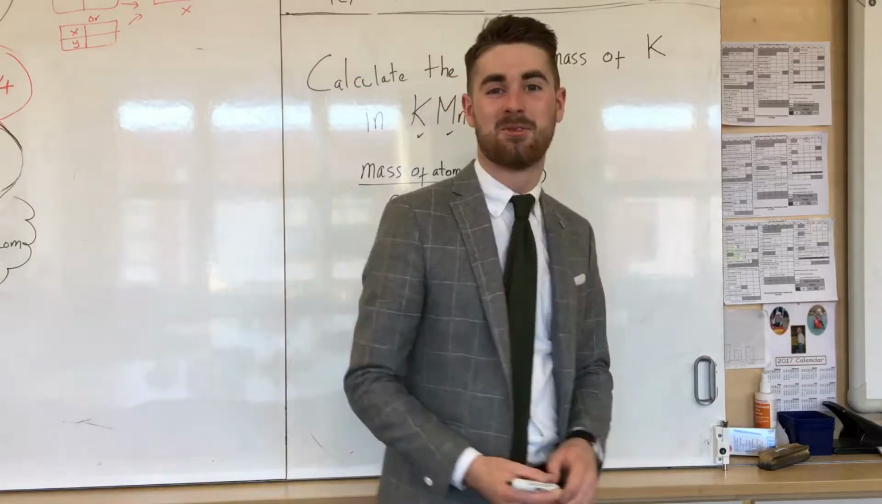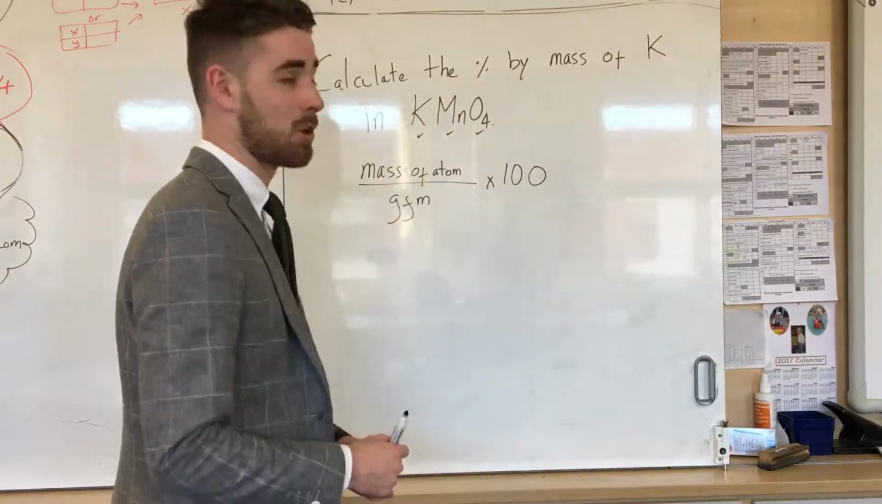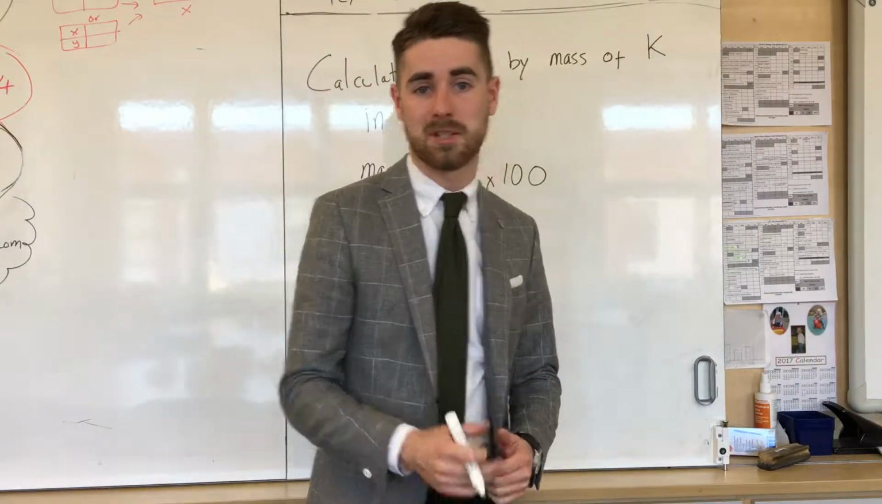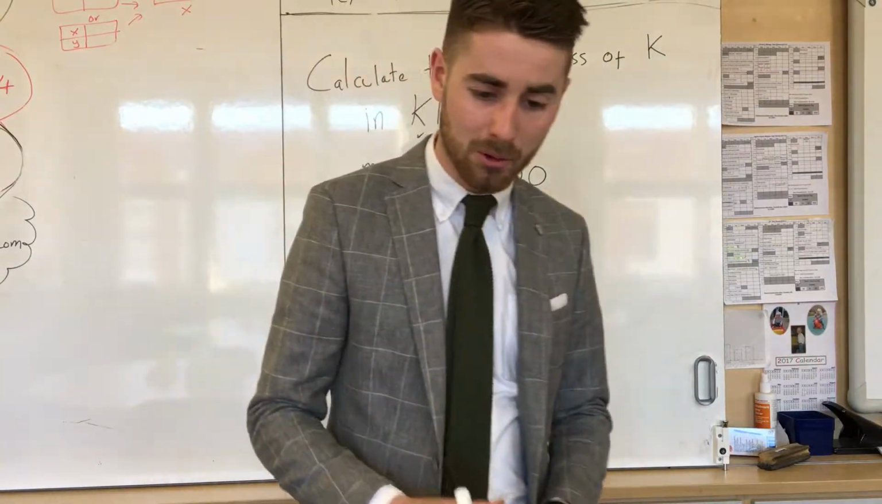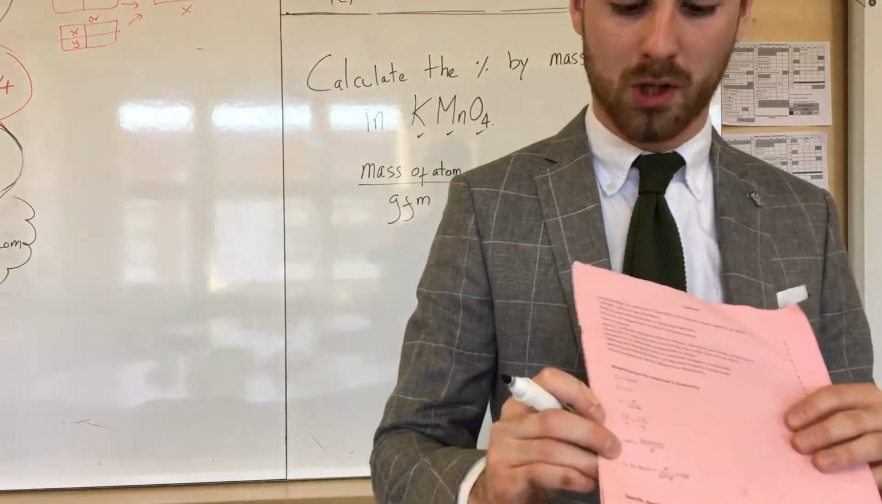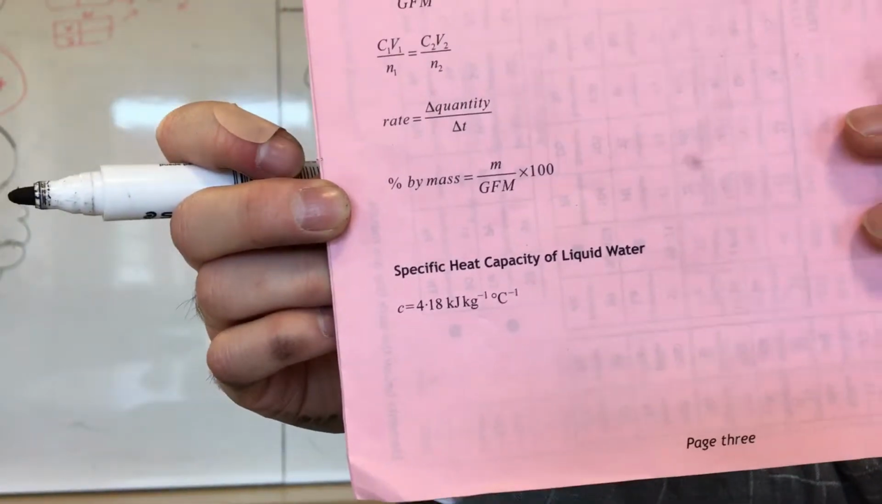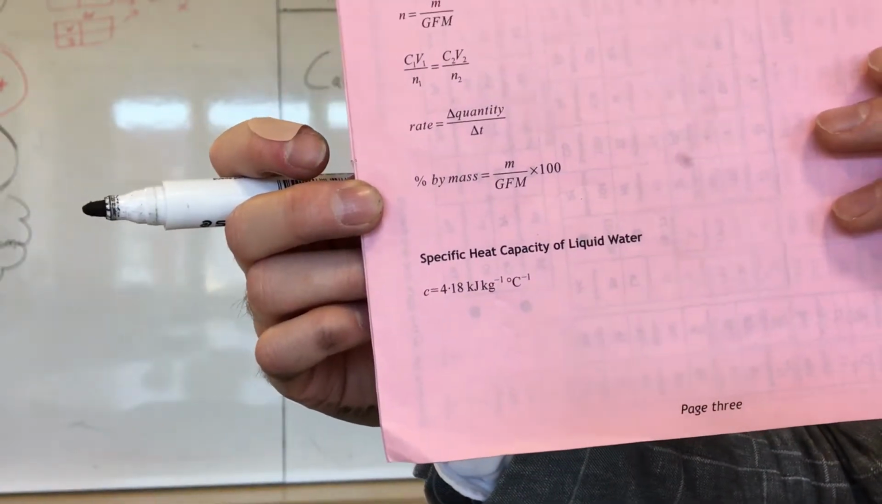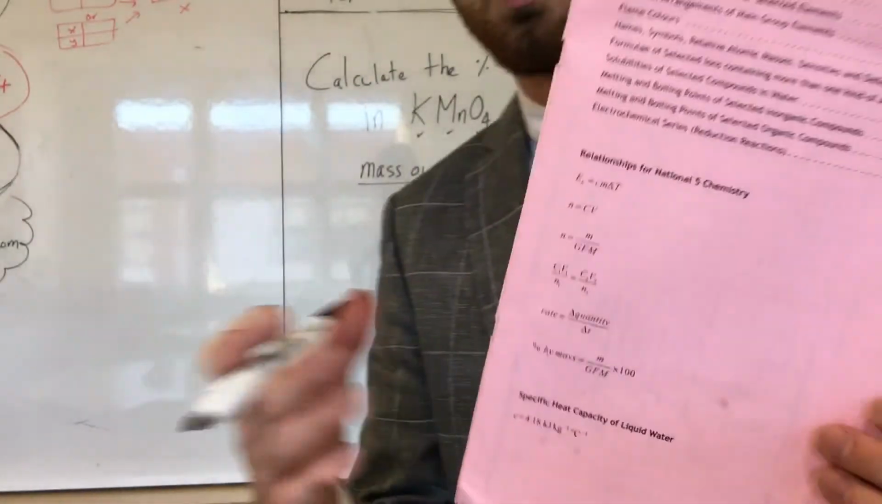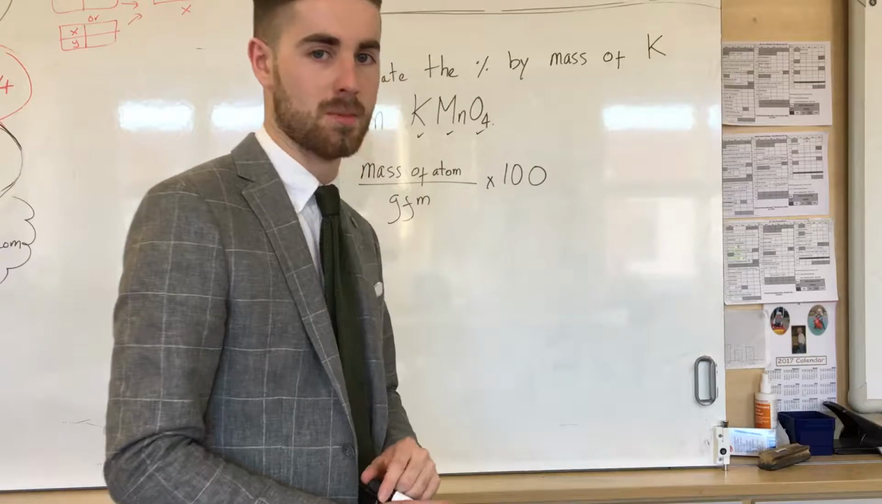So another type of National 5 calculation that you might find come up in an exam is what's called a percentage composition or a percentage by mass calculation. If you look at page 3 of your data booklet, you will see at the very bottom, relationships for National 5 chemistry, there is a formula there that says percentage by mass is equal to mass divided by gram formula mass times 100. So we're going to be using this formula to work through the questions on the board.